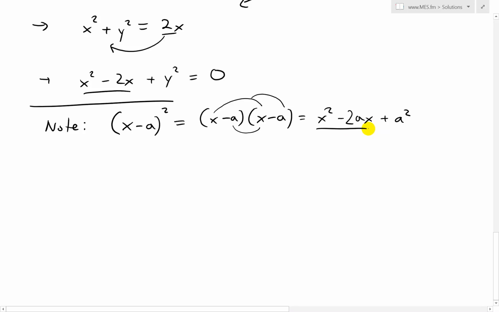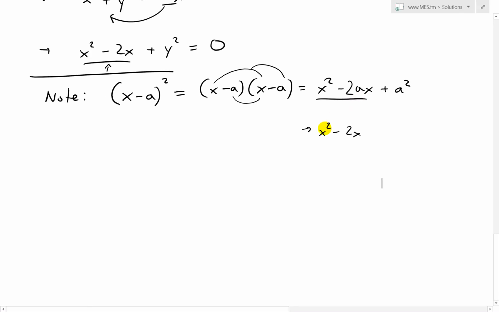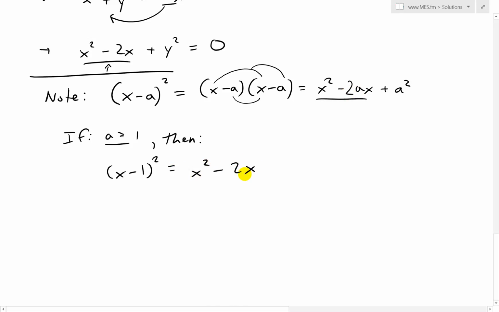So if we compare this with this one here, if we want this to be equal to x squared minus 2x, I'll move this down so it doesn't look like a division, then what we have is a equals 1. So I'll just erase this. If a equals 1, then what we end up having is (x minus 1) squared, which equals x squared minus 2a x, that is just 1x, so minus 2x, plus 1 squared, which is just 1.